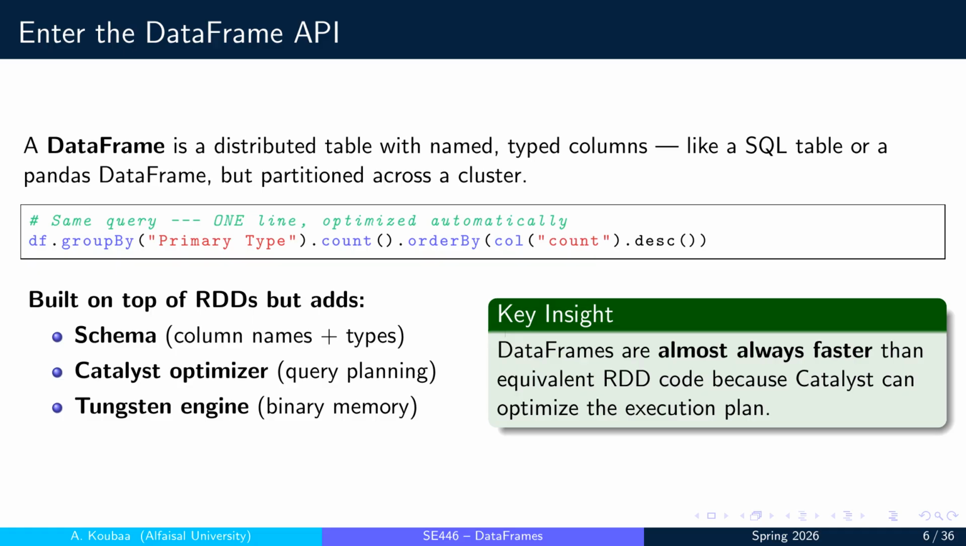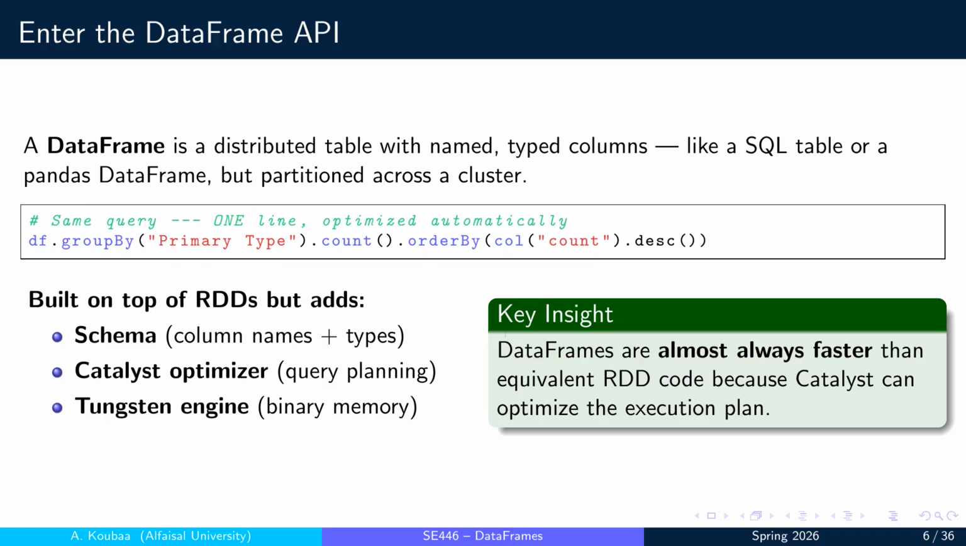This structure is what makes data frames so powerful. They are built on top of RDDs, but they add three crucial components that solve the problems we just discussed. First, a schema which gives Spark explicit knowledge of column names and data types. Second, the Catalyst optimizer, which analyzes your high-level query and creates an efficient physical execution plan. And third, the Tungsten engine for optimized in-memory binary storage.